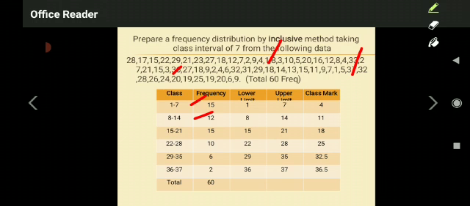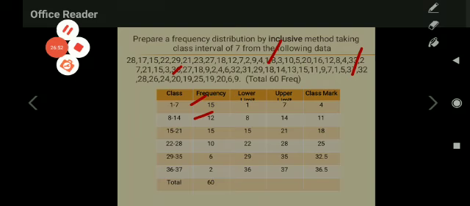This is about preparing a frequency distribution by inclusive method, taking a class interval of 7 from the following data. The data is given and the class interval is also given in the question paper, clearly mentioned. You have to calculate this frequency distribution with the help of the inclusive method. If you wrongly calculate this frequency distribution with the help of the exclusive method, your answer will be wrong. With this, let us stop today's discussion. The remaining part we shall discuss in the next class.